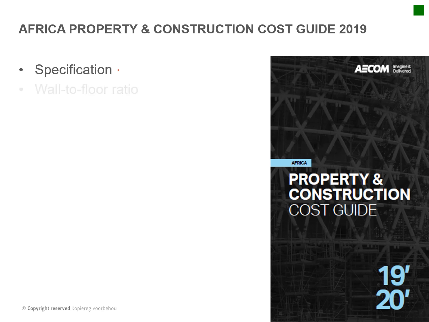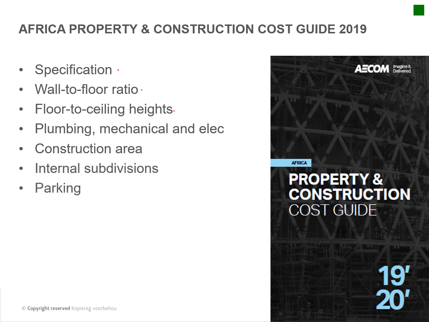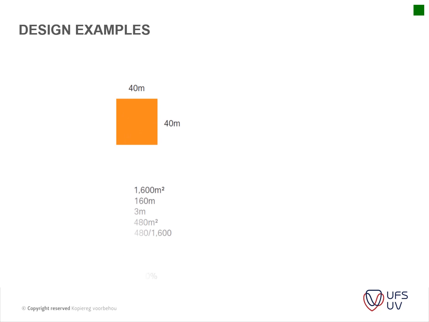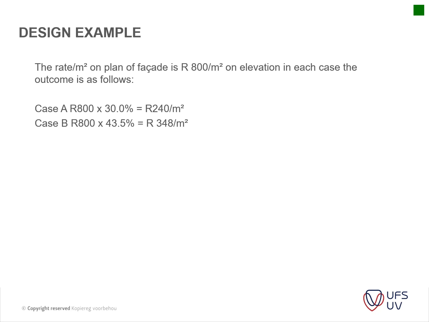We did do it in class, but the main thing about this document is that it's all about the specifications, wall to floor ratios, floor to ceiling heights, that's important, plumbing, mechanical and electrical work, splits, construction areas, internal subdivisions, parking, and so on. All of these items play a big role in the actual cost or estimate of the building. So just go through that, and remember that you at least understand the following examples of case A and case B.